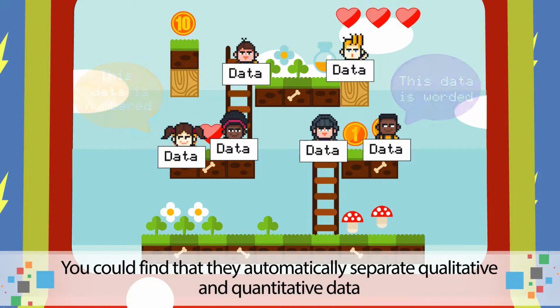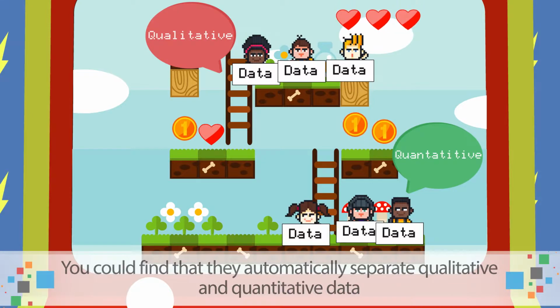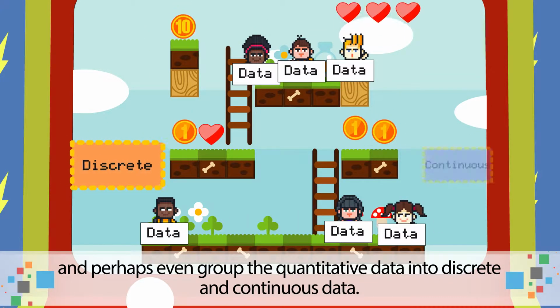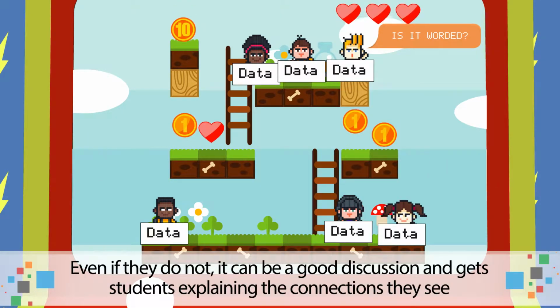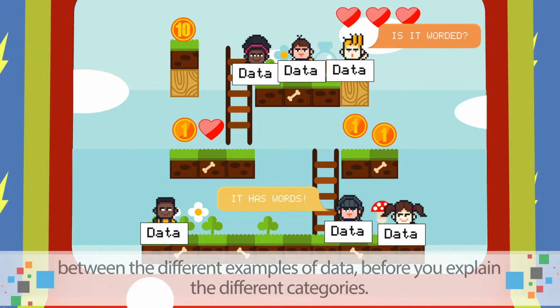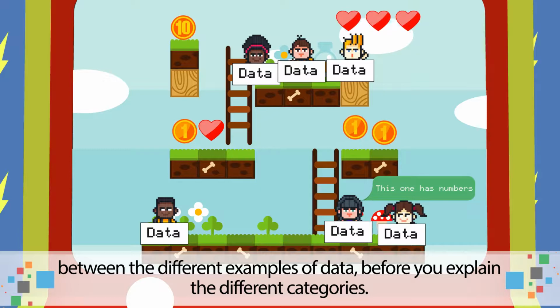You could find that they automatically separate qualitative and quantitative data, and perhaps even group the quantitative data into discrete and continuous data. Even if they do not, it can be a good discussion and get students explaining the connections they see between the different examples of data before you explain the different categories.